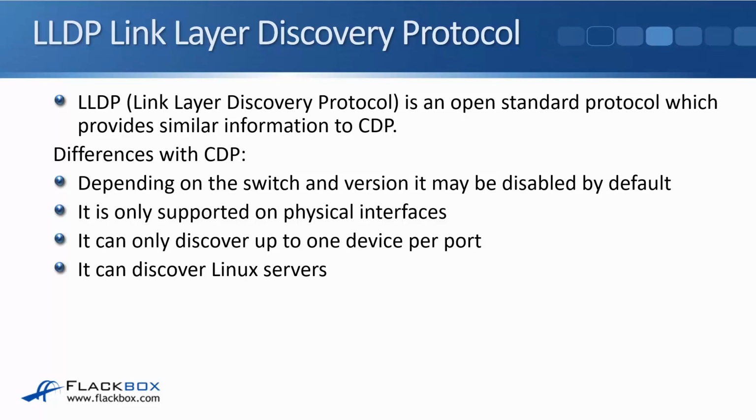LLDP is only supported on physical interfaces. CDP is also supported on virtual sub-interfaces as well. You'll learn more about those in the VLAN section later. With LLDP, it can only discover up to one device per port. CDP is able to discover multiple devices per physical port because it does support those virtual sub-interfaces. And LLDP can discover Linux servers, CDP cannot.